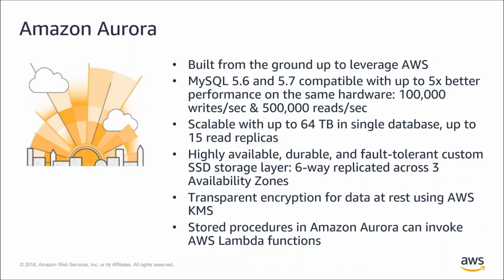Amazon Aurora is also very scalable in that you can get up to 64 terabytes automatically in a single database, and you can have up to 15 low latency read replicas to share your read workload. The storage is highly available and fault tolerant. It actually replicates your data 6 ways across 3 availability zones or AWS data centers. Encryption is built in, and you can integrate with AWS services like AWS Lambda right from the database.